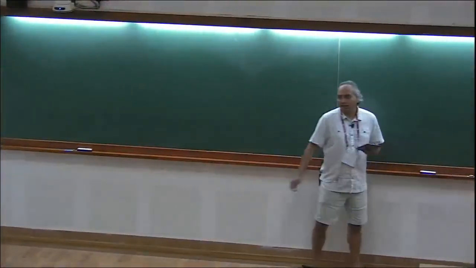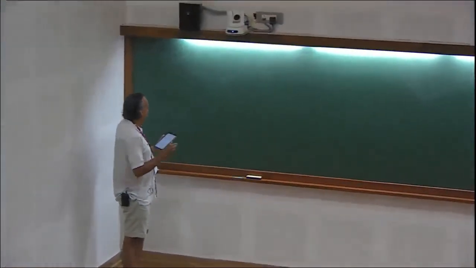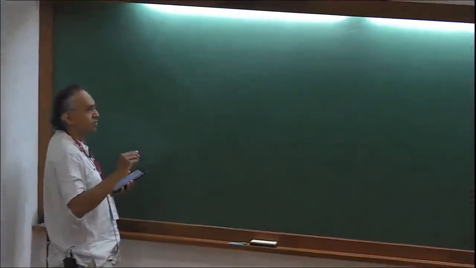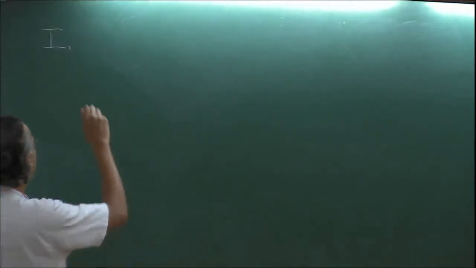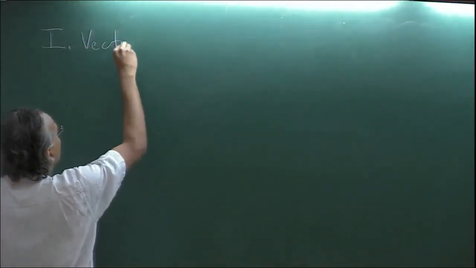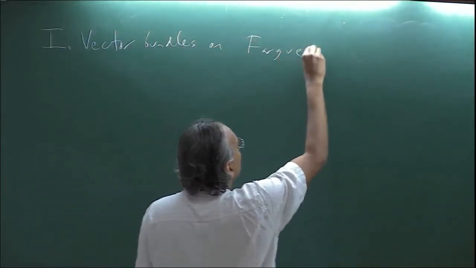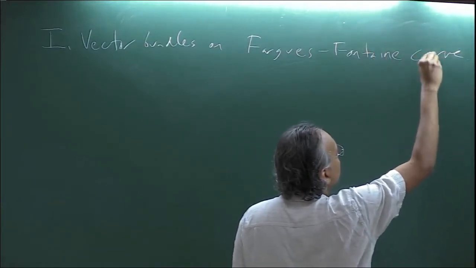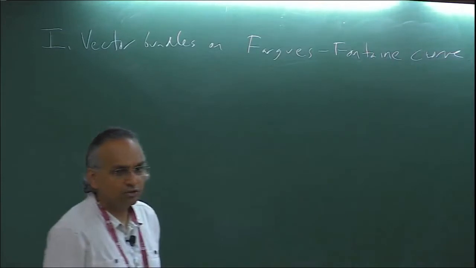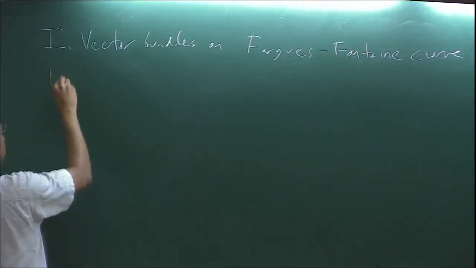All right, so let me start by saying what the goal is for today. The goal for this talk is to do two things. The first thing I'll do, which will probably take somewhat more than half of the time, is to discuss the classification of vector bundles on a Fargues-Fontaine curve. This topic will be used, I think, in both of the next two lectures, so this is why we changed the order around, so that I can do this first.